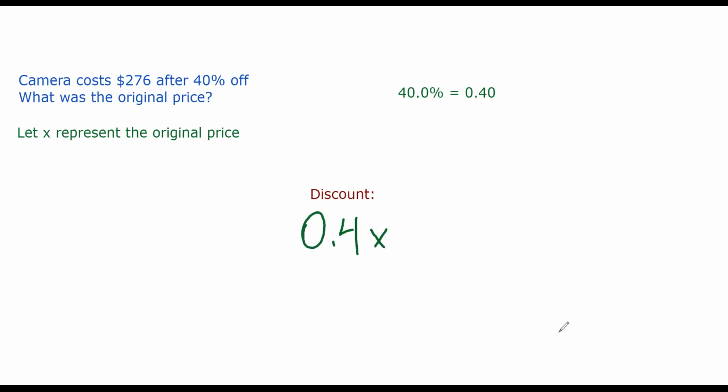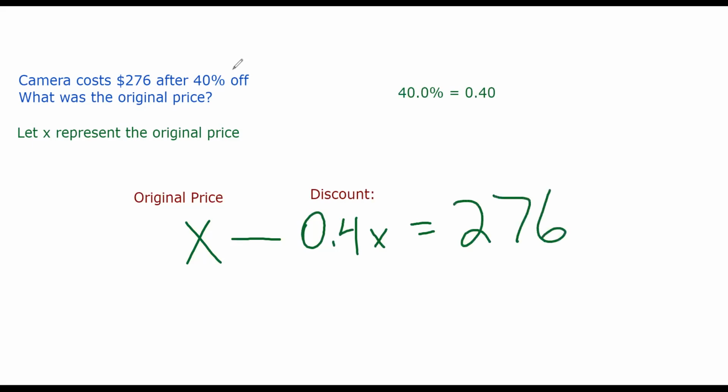That's going to be 0.4X. That's going to be how much was slashed off the price. That's going to be how much my discount was in dollars. But then if I do take my original price, which we said was X, and I subtract off the discount amount of 0.4X, what should that equal? 276, exactly. That should equal the amount I ended up paying for the camera after the discount.